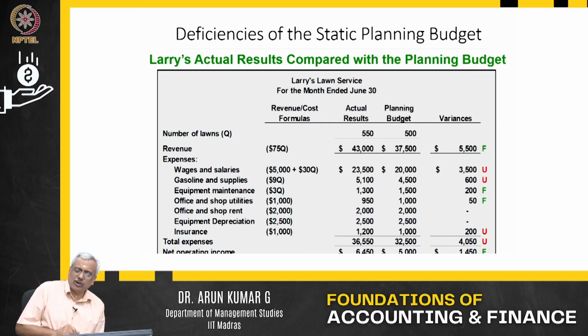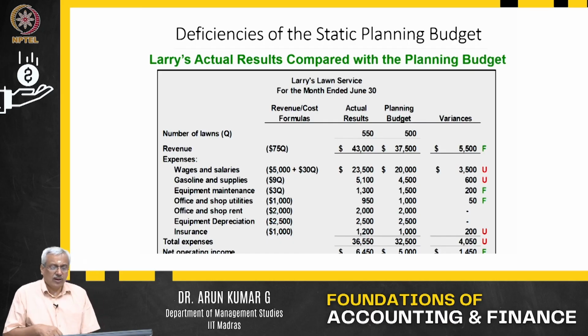Base level of comparison, what you will see. My revenue is favorable, 5,500, fantastic. My wages and salaries is unfavorable, my gasoline and supplies is unfavorable because it's all variable. Please note, he has mowed more lawns, 550, not only 500. And I will say my net operating profit was expected only 5,000, I have got 6,450. So it is favorable, it's fantastic, I close the chapter.